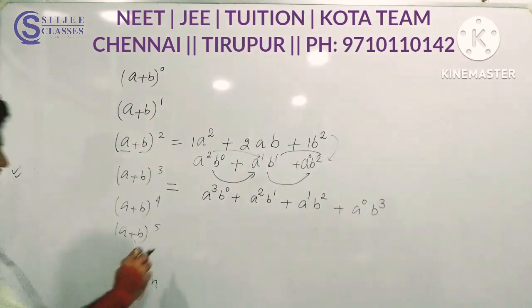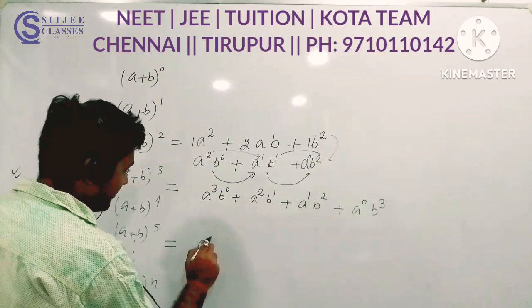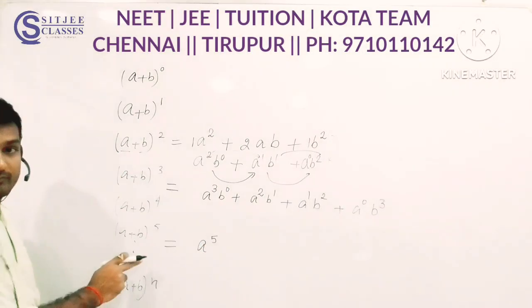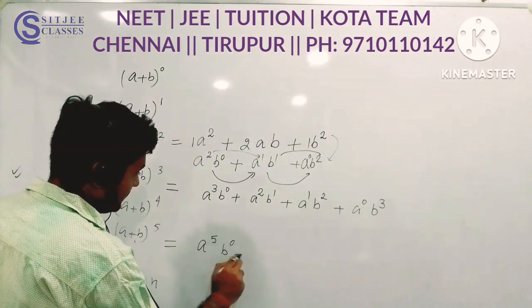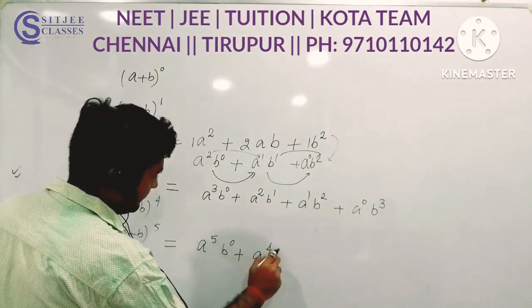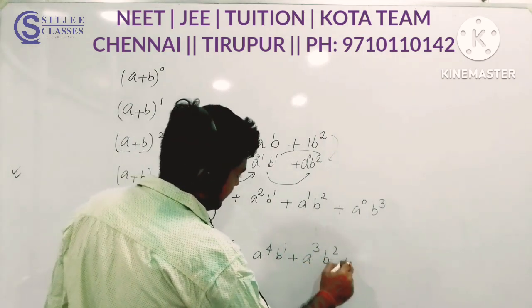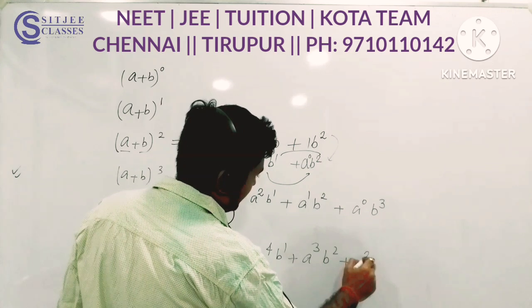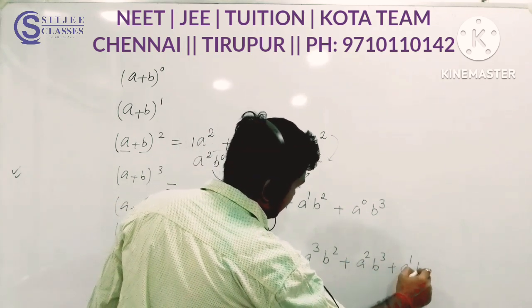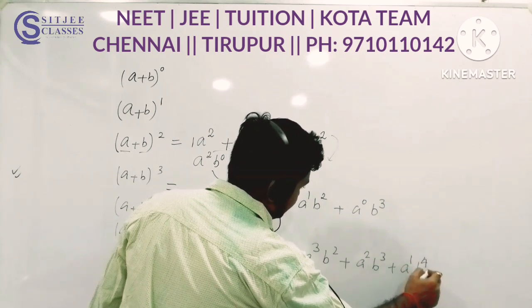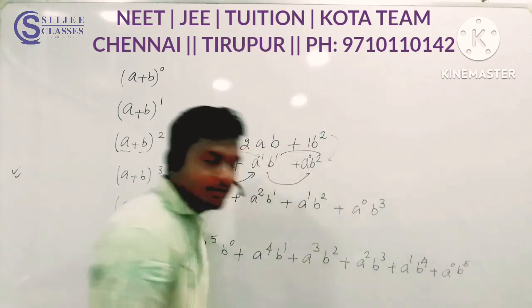Okay. Let me tell for 5. Can you tell me? Yes, start. A power 5, 4 or 5? 5. For 5 I am writing. Sorry, then B power 0. Then, very good. B power 1 plus A power 3, B power 2, then A power 2, then B power. Excellent. Yes or no?